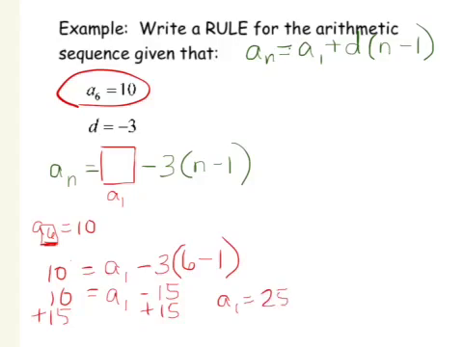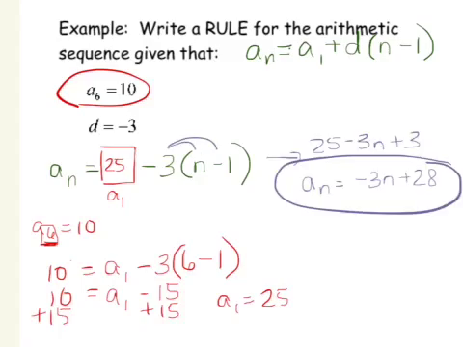So all I have to do now is plug in 25 for my box, and when I simplify, it turns out very nicely, and I'm able to write my rule. However, this algebraic way may not work for everybody, so we can always fall back on common sense.